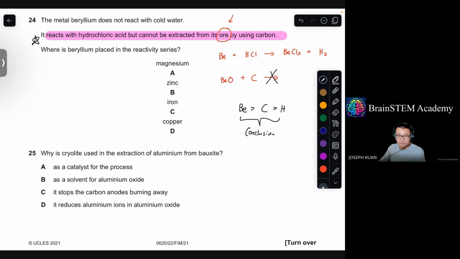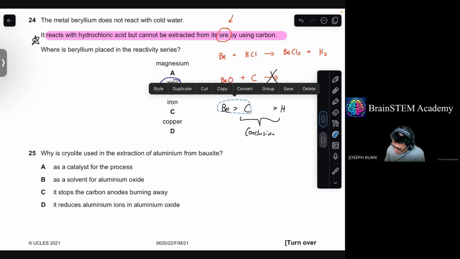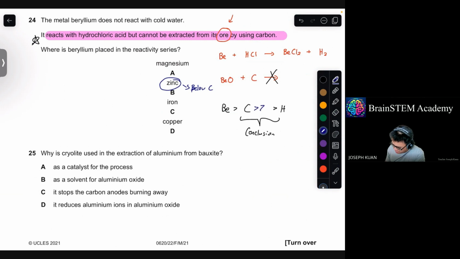If you know your reactivity series well, you should know that zinc is below carbon. So let me restructure this. Carbon is more reactive than zinc. So it means that beryllium is way above copper, way above iron, way above zinc. So the best answer here is A.